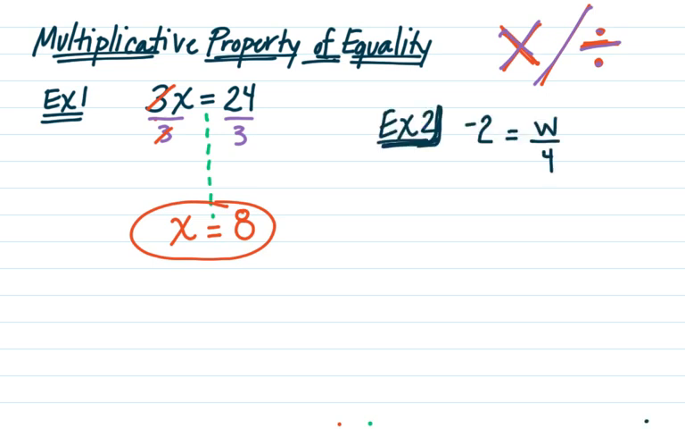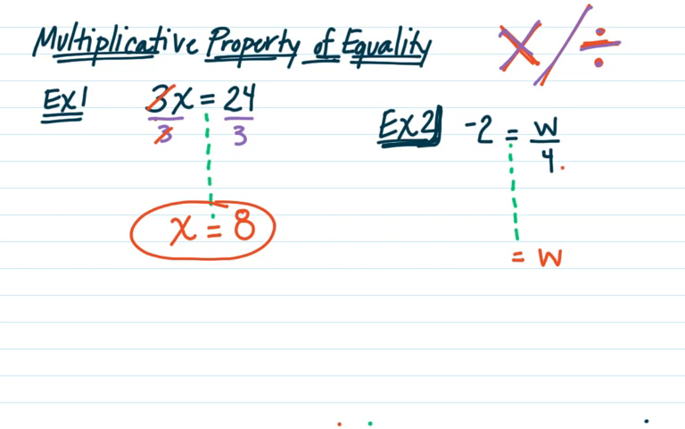Let's do one more. Okay, our second example, we have negative 2 equals w divided by 4. Again, make a dotted line down the equal sign. What is the variable we're trying to find out? We're trying to find what is w. So in the end, we want w all alone. Our problem is this 4. We need to remove it.